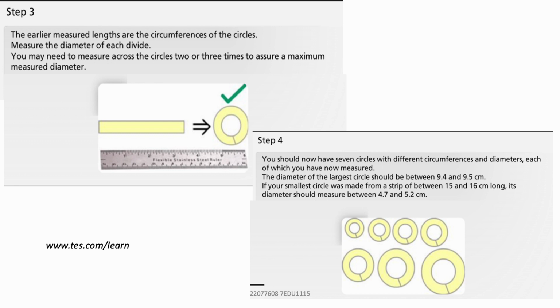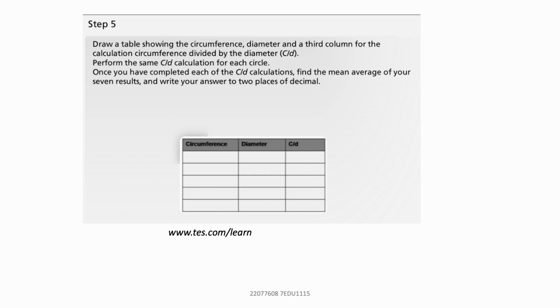Step 5. Students should record all the measurements in a table with 3 columns, which are circumference, diameter, and C divided by D. Once the table is complete, students should find the mean average of the 7 results and give the answer to 2 decimal places.